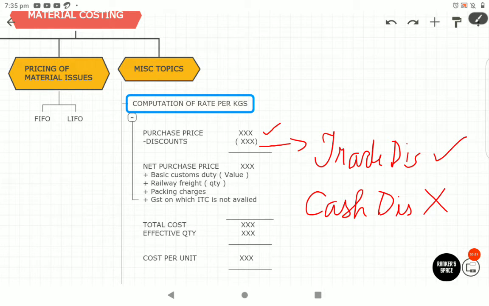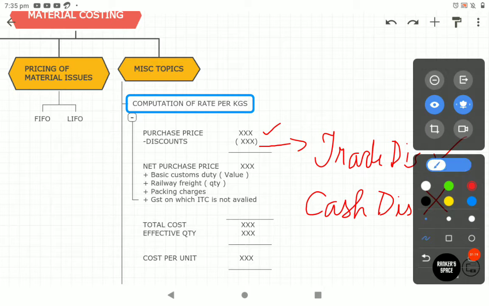Cash discounts, it is not allowed. If in case in the question they have given trade discounts and all, you can subtract it, but if they have given cash discounts, don't ever subtract it. Okay, so that is how this is designed. Repeat it once, guys. So if in case trade discounts are given, will you subtract it? The answer is yes. If in case cash discounts are given, will you subtract it? The answer is no. You have to not even touch it. You have to ignore it.